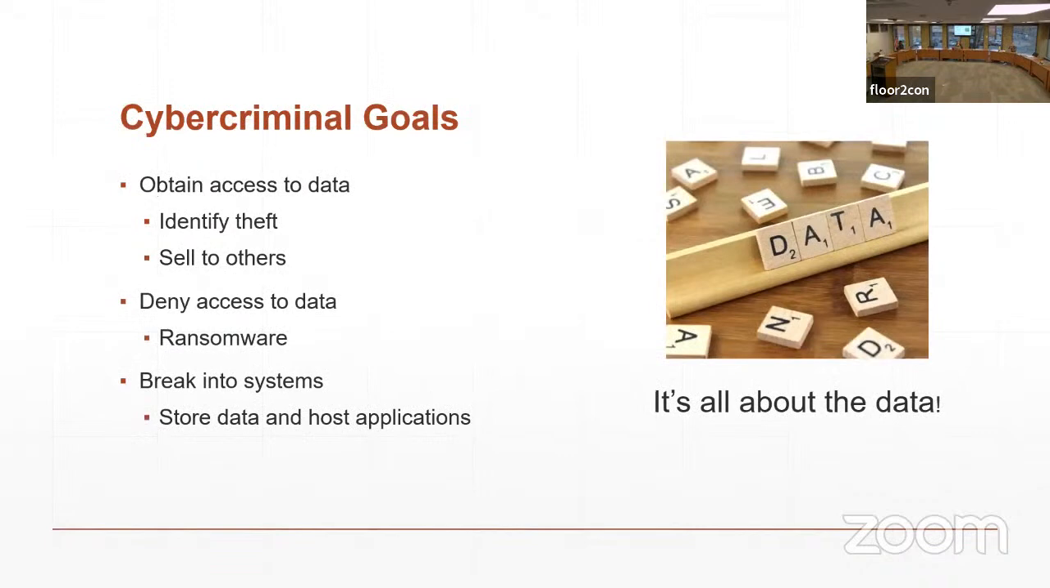So in a nutshell, the goals of a cyber criminal, really, they want to obtain access to your data, and that's for purposes of identity theft or to sell it to others. They also want to try to deny access to your data for ransomware purposes. And then they also want to break into systems so they can use other organizations' computing power and networking to create mischief in other areas. So that's a simplification of the major areas that cyber criminals are looking to do.